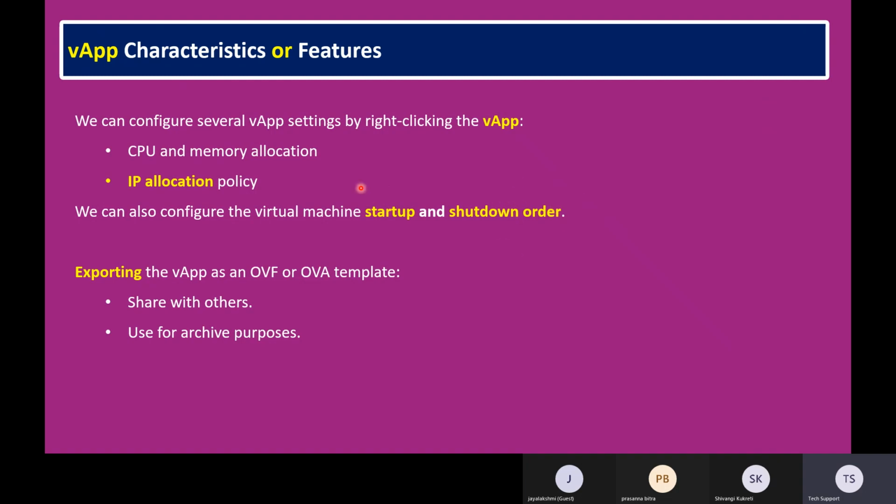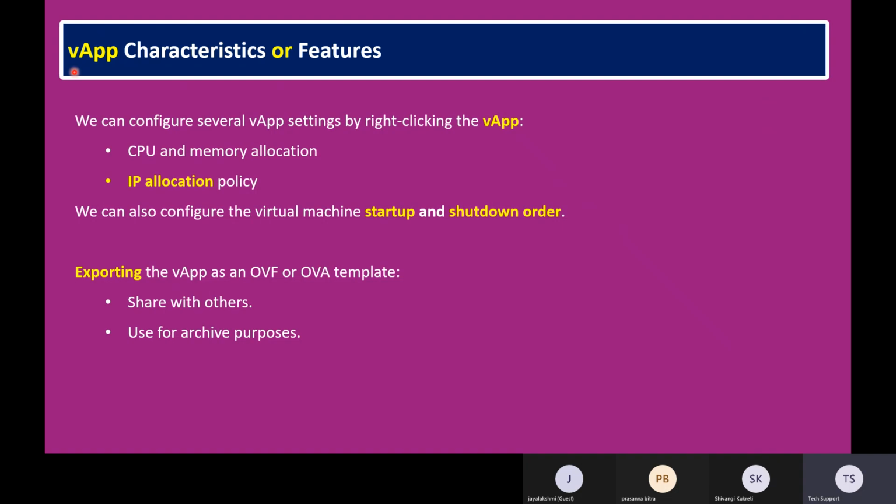Okay, I will show you how we can set the sequence. And another feature of vApp is exporting the vApp as an OVF format or OVA format, open virtual format or open virtual appliance format. Once you export that OVF format, that vApp can be shared with other team members or other customers and used for archival purposes. Even if you want to take the backup of a vApp, you can take the backup. These are the two additional options in a vApp.